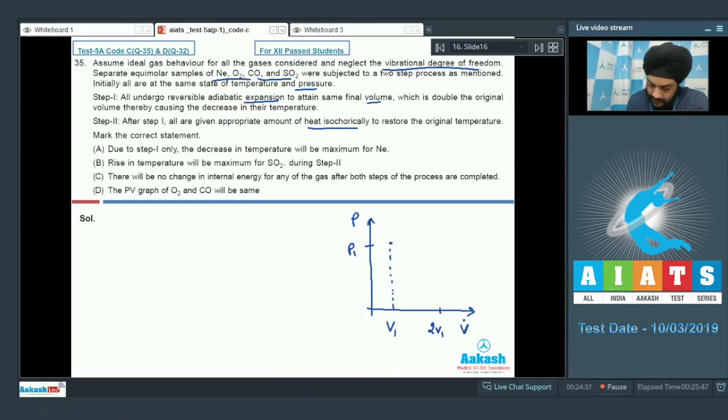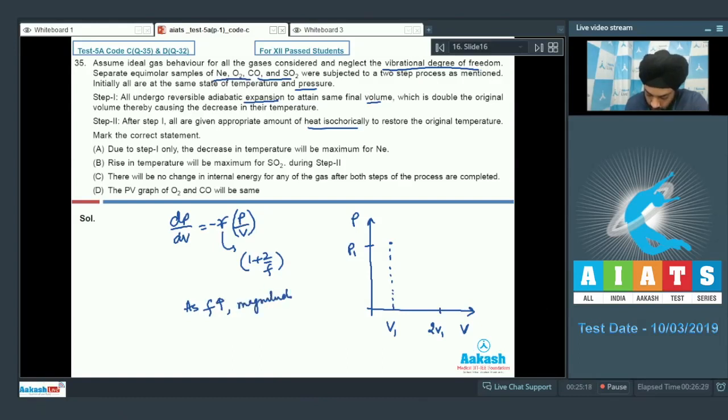If we talk about the slope of the curves, we know that dP by dV is given by minus gamma P by V for a reversible adiabatic process. And gamma is given by 1 plus 2 by F. From this expression, we can see that the greater the value of F, the lesser will be the magnitude of the slope. So as F increases, the magnitude of slope decreases.